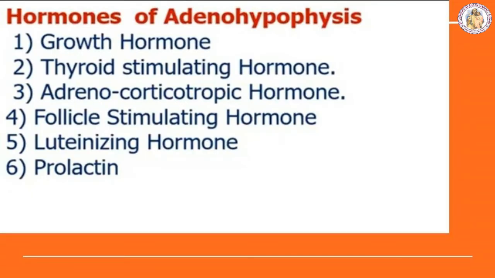Hormones secreted by the anterior lobe, called the adenohypophysis. The anterior pituitary is composed of different types of cells and secretes hormones which stimulate the production of hormones by the other endocrine glands. The hormones secreted by the anterior pituitary are: first, growth hormone, thyroid stimulating hormone, adrenocorticotropic hormone and gonadotropic hormone. The last one is prolactin hormone.